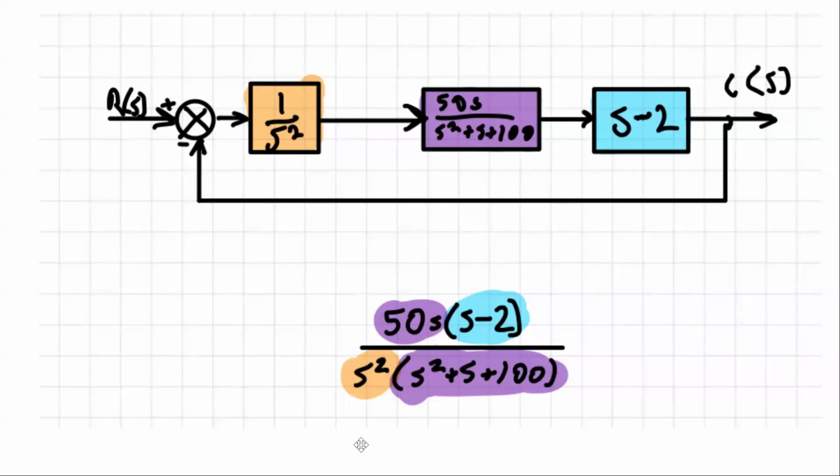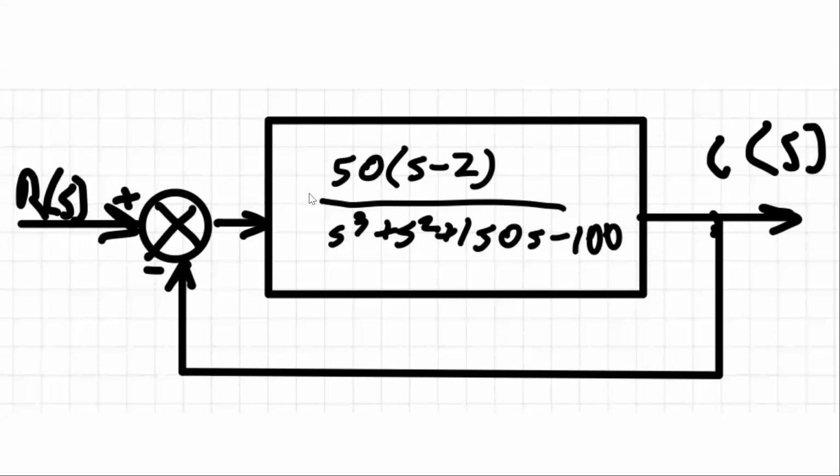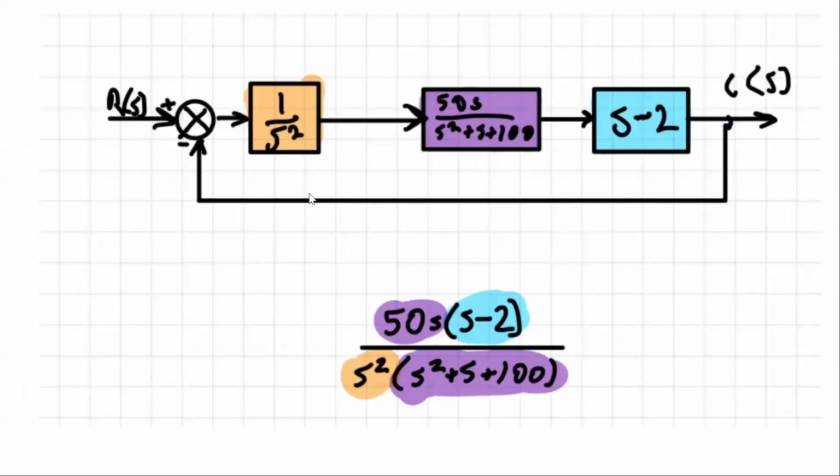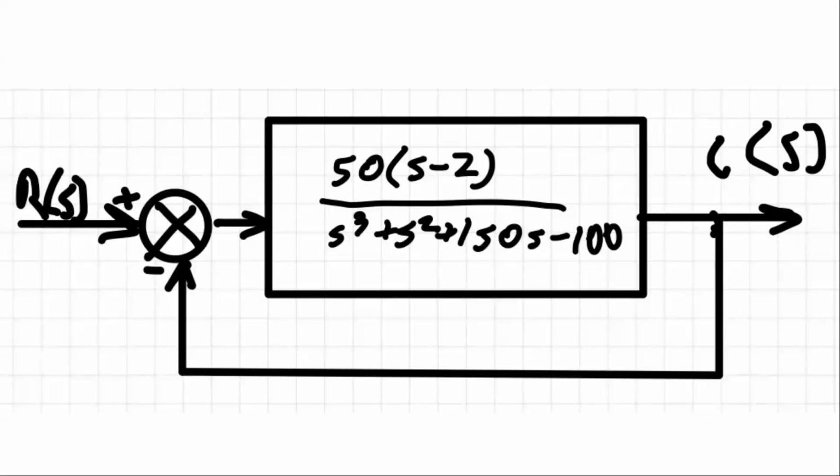plus s plus 100, times 1 over s squared, giving s cubed plus s squared plus 100s. Finally, we are left with the final block diagram, which is shown here, which is 50 times s minus 2 all over s cubed plus s squared plus 150s minus 100.